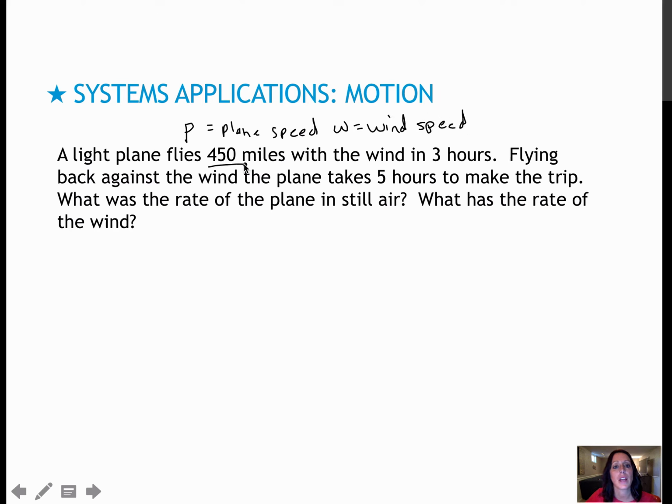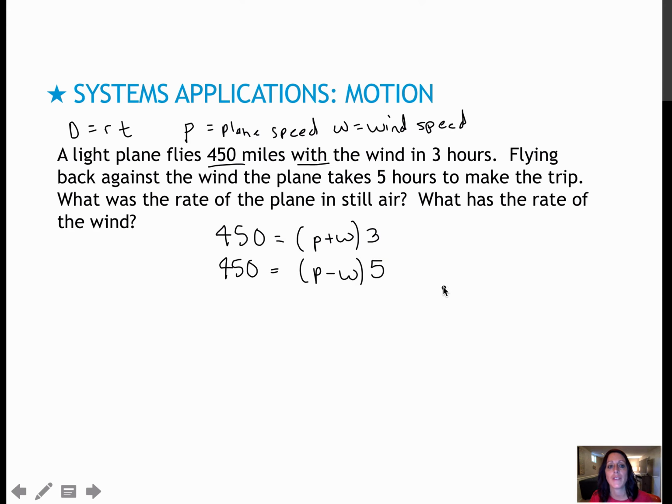The plane is flying 450 miles. Again, distance equals rate times time. So on the way there, distance is 450. Rate would be the plane and the wind. So it's with the wind, meaning the wind is assisting. P plus W times the time of 3 hours. Flying back against the wind, it takes 5 hours. So again, same distance. Rate is P minus W, and time is 5 hours.